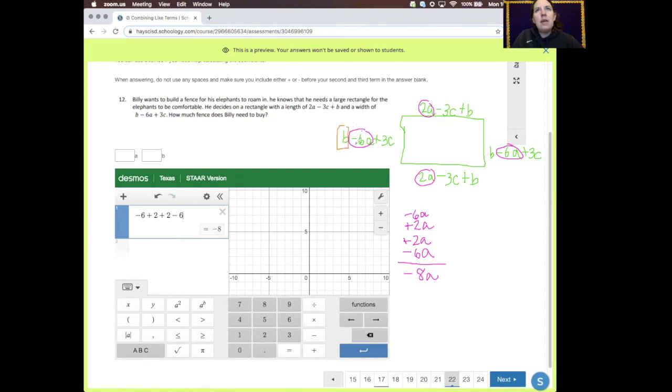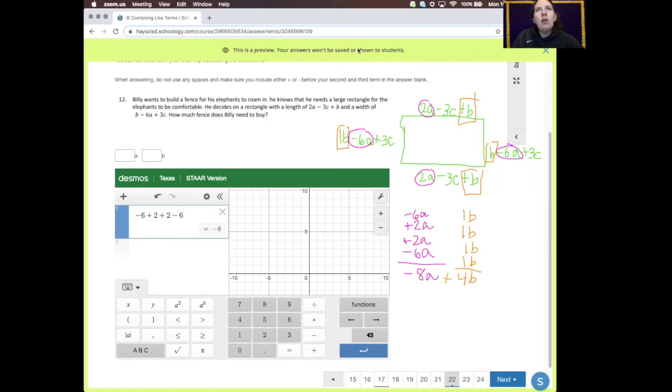Then we can do the same thing with our b's. So I have b, remember there's an imaginary 1 right here. So 1b, 1b, 1b, and 1b. I don't think we're going to have to type this one into the calculator. 1 plus 1 plus 1 plus 1 is going to give us 4 b's, and it's going to be positive, so it's going to be a plus 4b.